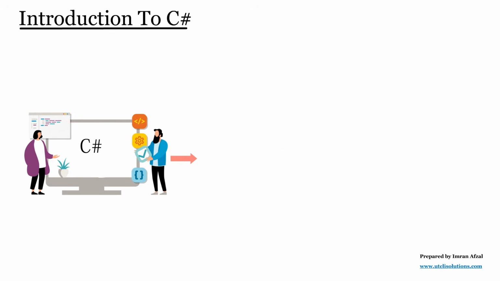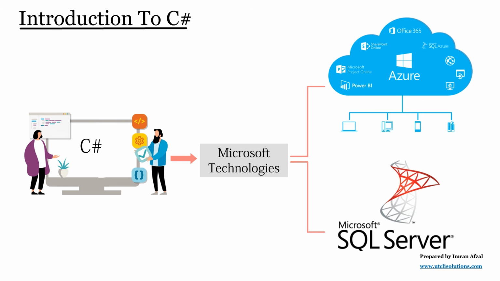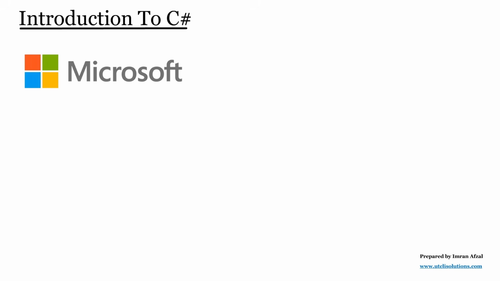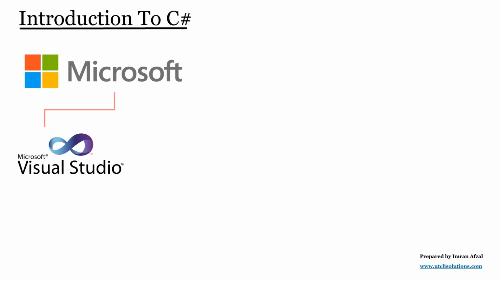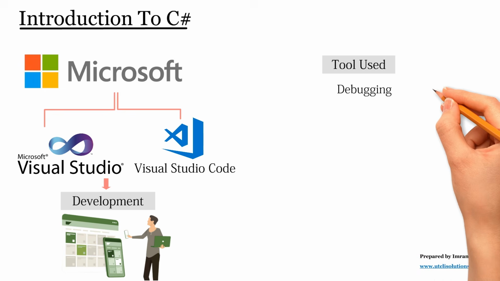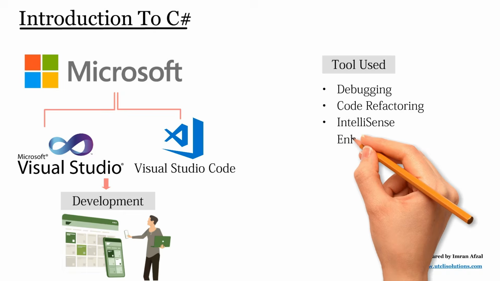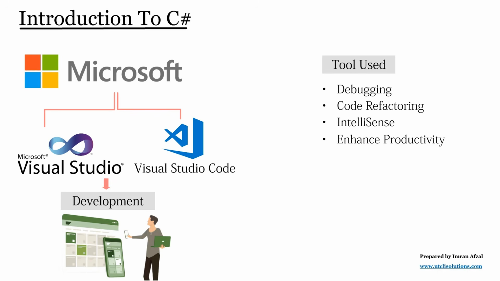C Sharp integrates smoothly with other Microsoft technologies as well, such as Azure Cloud Services and SQL Server databases, which of course we'll cover later on. Microsoft offers powerful development tools like Visual Studio and Visual Studio Code tailored for C Sharp development. These tools provide a plethora of features including debugging, code refactoring, and IntelliSense, enhancing productivity and code quality.